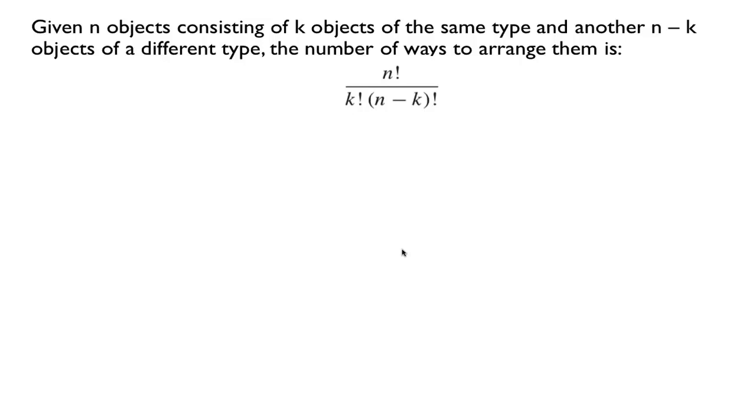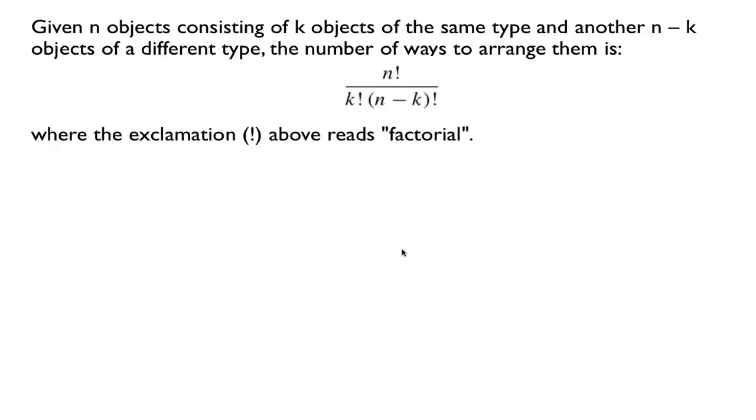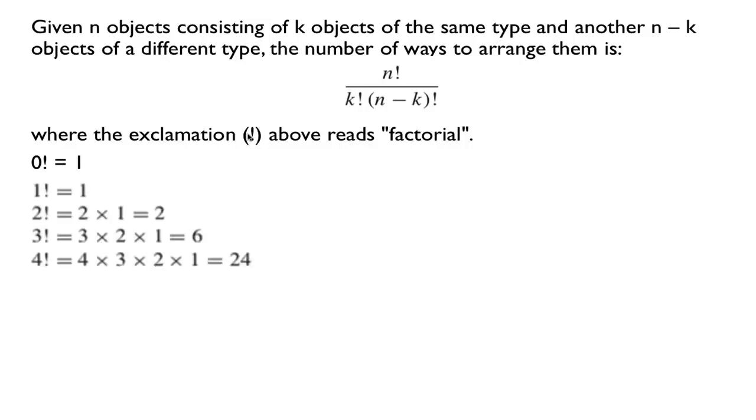So in that problem, I have 10 objects, 1 of them is red, 9 of them are green. And this says that the number of ways to arrange that is n factorial divided by k factorial times n minus k factorial. This exclamation mark is the factorial. 0 factorial is by convention just 1 to make things simple. 1 factorial is also 1. 2 factorial is 1 times 2, which is 2. 3 factorial is 1 times 2 times 3, which is 6. 4 factorial is 1 times 2 times 3 times 4. So we just multiply from 1 up to that number.